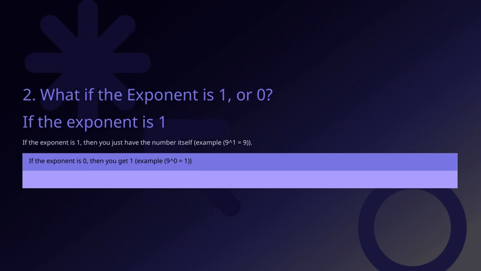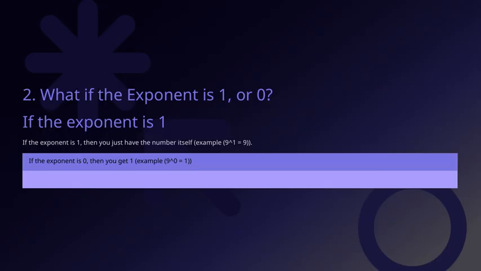As you can see in the table, if you raise any number to the power of 0, the result is always 1. For example, 9 to the 0 power equals 1. This might seem a bit strange at first, but it's a fundamental rule in exponents that helps keep things consistent across different cases. Next, let's consider what happens when the exponent is 1.